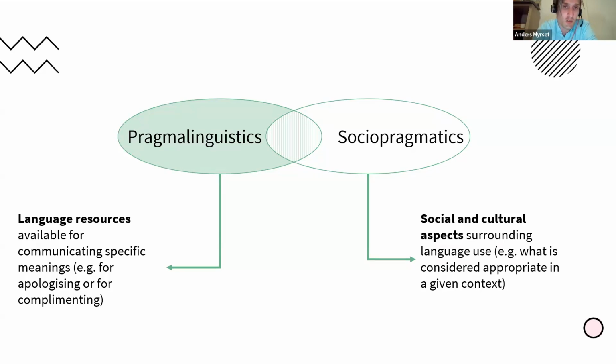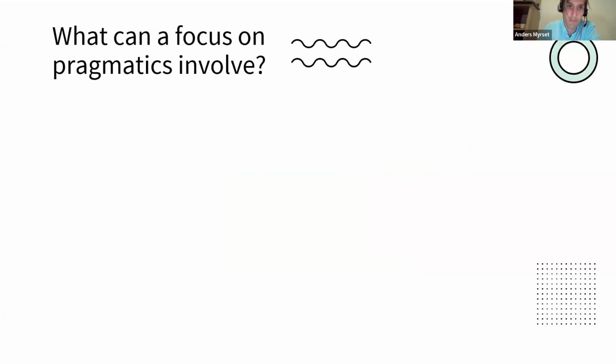So what is considered appropriate in a given context? Who is the hearer? Who is the speaker? What situation are they in? And so on. The reason I'm mentioning these two terms is because these were very important parts of the instruction that I had with learners, which I will be coming back to later. So when you hear pragmalinguistics, we're talking about the language resources. And when you hear sociopragmatics, we're talking about the context and the situation.